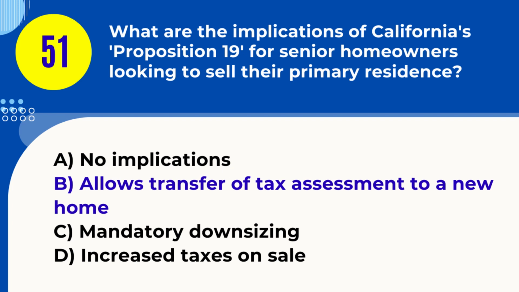Answer. B. Allows transfer of tax assessment to a new home. Explanation. Proposition 19 in California allows senior homeowners to transfer the tax assessment of their primary residence to a new home, potentially lowering their property taxes when moving within the state.